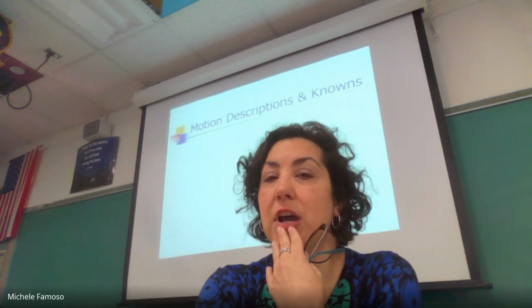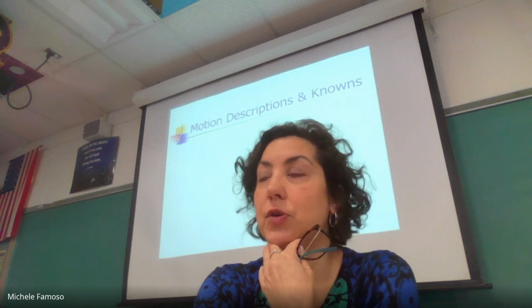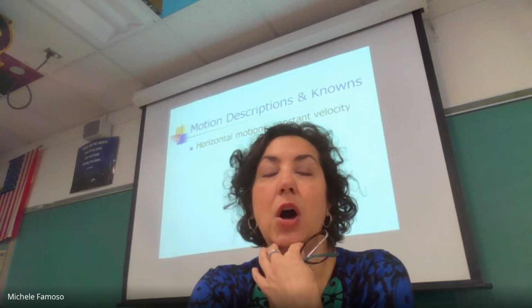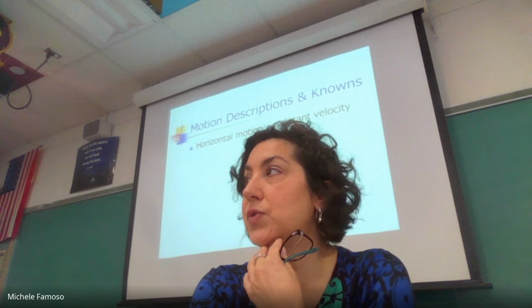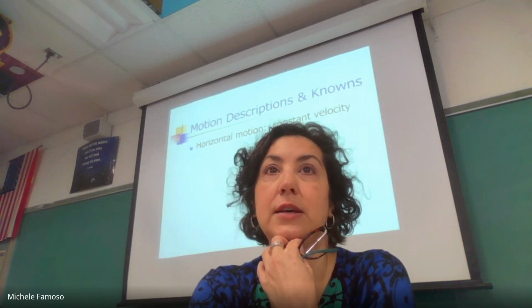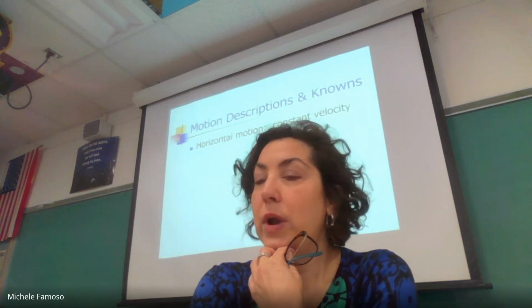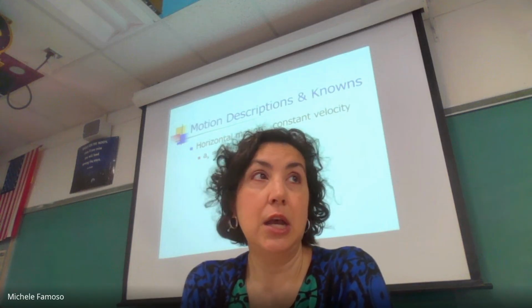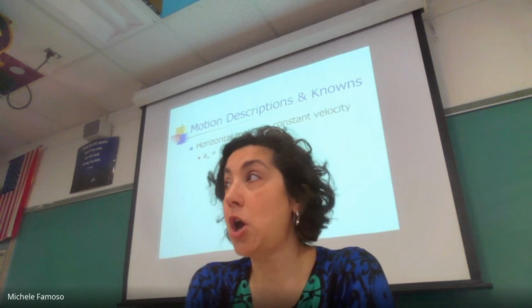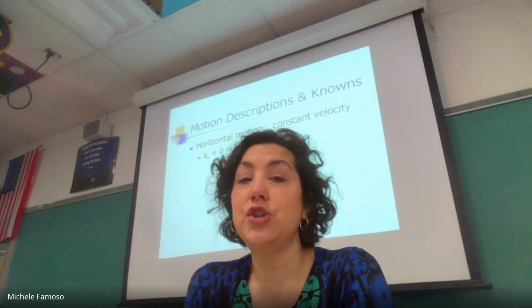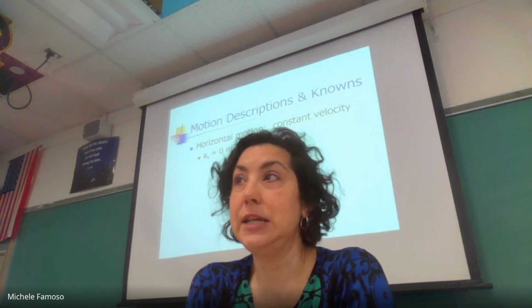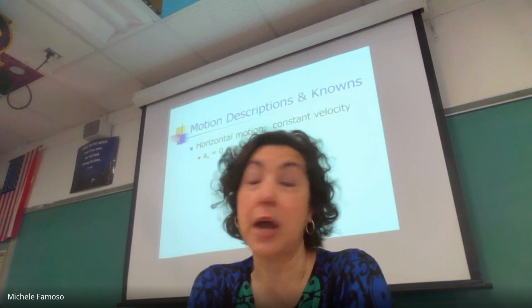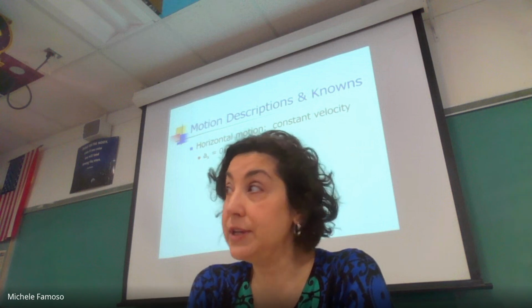Okay, so let's talk about how these motions can be described and therefore what we know, what our givens are. Remember, in the horizontal direction, that's where we describe having a constant velocity. Whenever you have a constant velocity, that means there's no acceleration. So we will always know that the acceleration outward is 0 meters per second squared. Always. You're not going to be told that. You just need to know it.